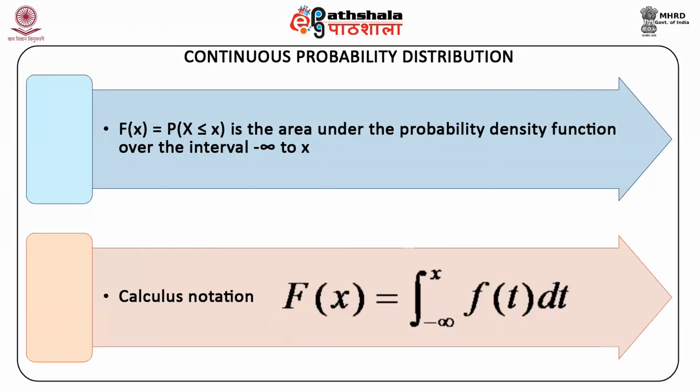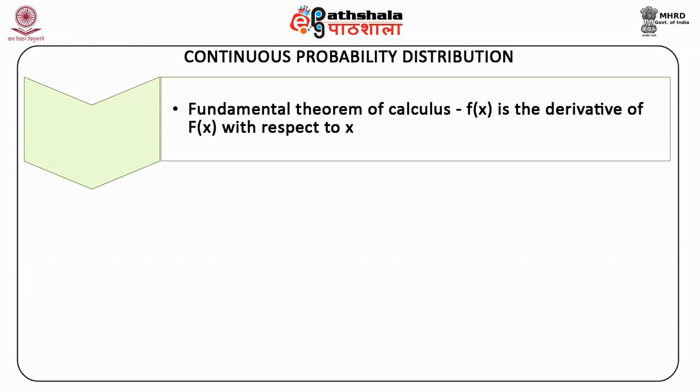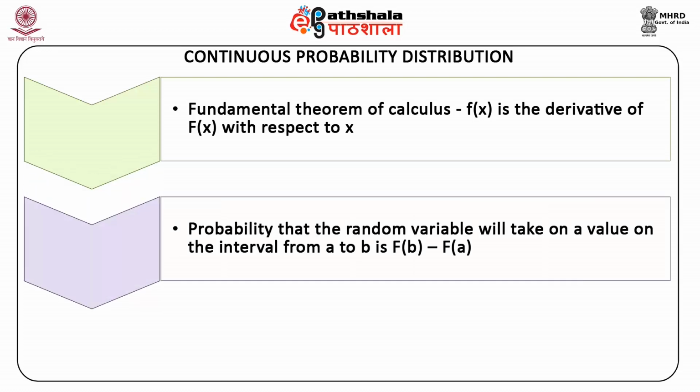In the usual calculus notation for the integral, F(x) is equal to the integral from minus infinity to x of f(t) dt. According to the fundamental theorem of calculus, it follows that f(x) is the derivative of capital F(x) with respect to x whenever this derivative exists. Also, another consequence of this theorem is that the probability that a random variable will take on a value in the interval from a to b is F(b) minus F(a).